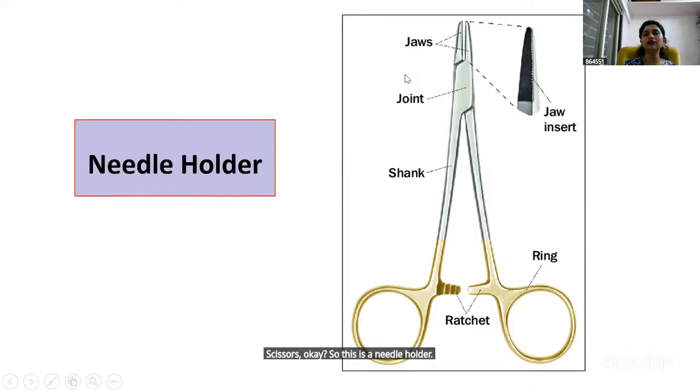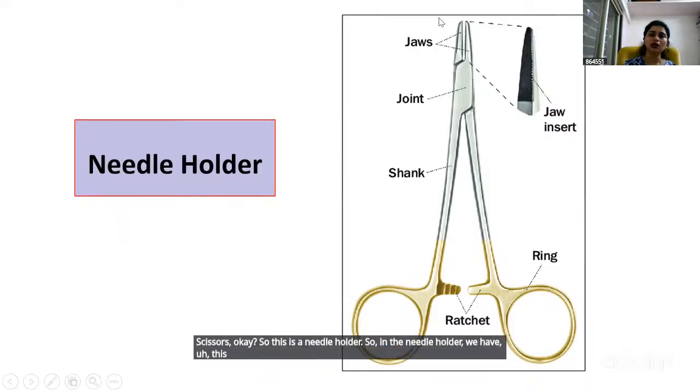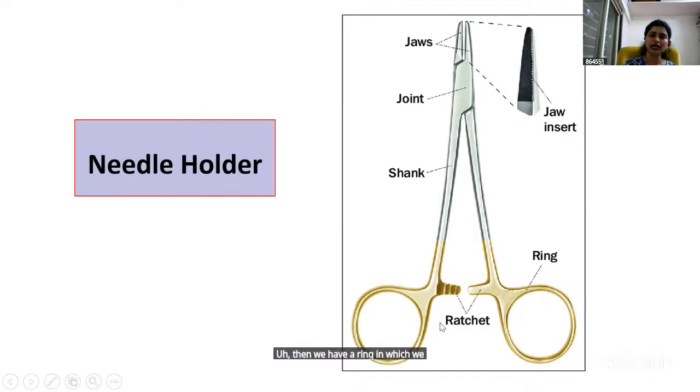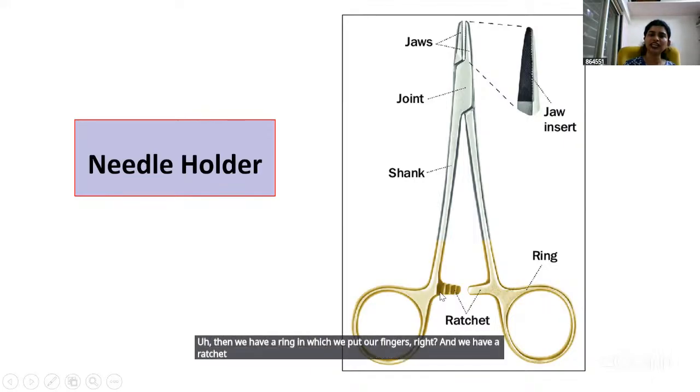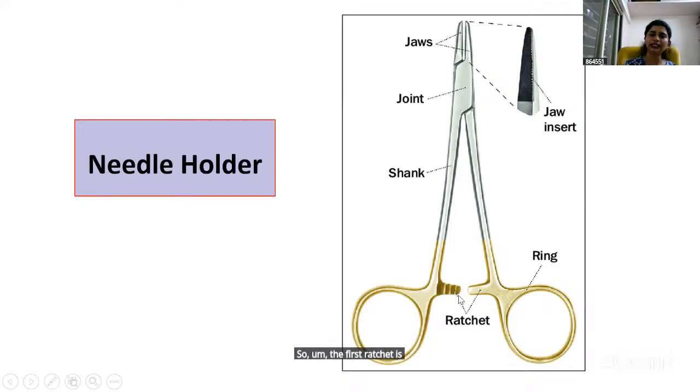In the needle holder, these are the various parts. We have jaws, a joint, a shank, and then a ring in which we put our fingers, right? And we have a ratchet. We have 3 ratchets available. The first ratchet is for light grasping.